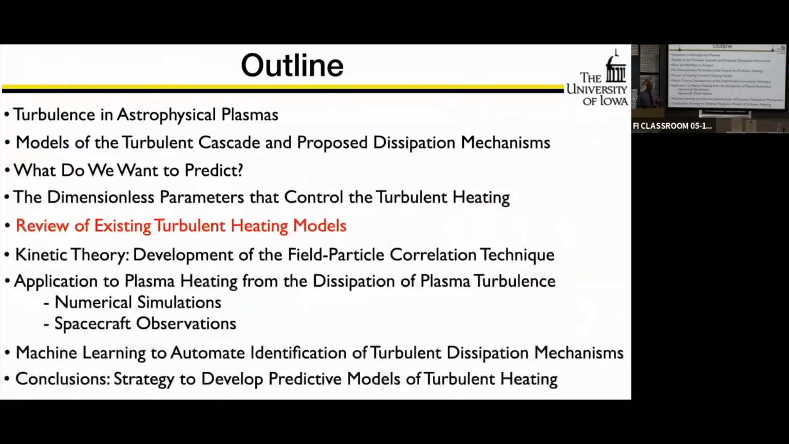Okay, so I want to briefly review. Yes, go ahead. Could you briefly say something about the incompressible aspect?